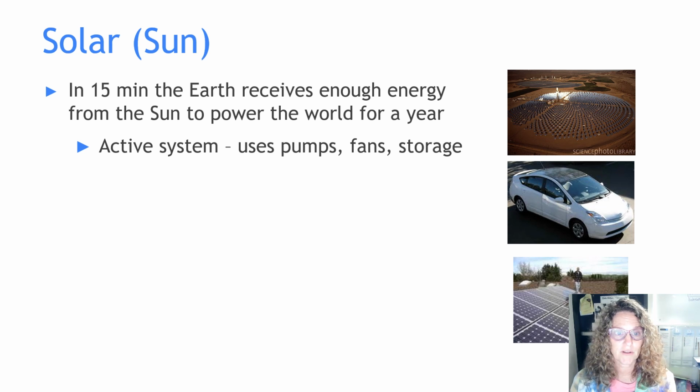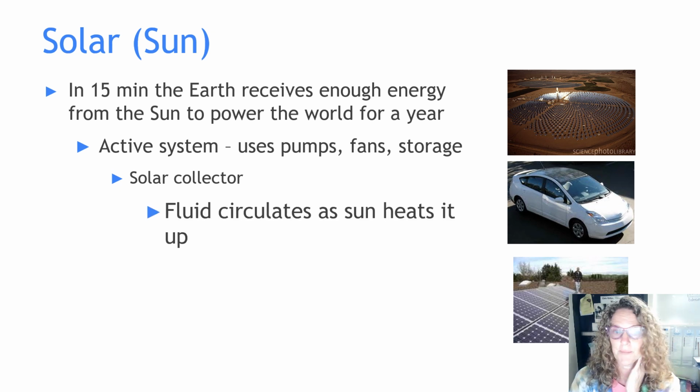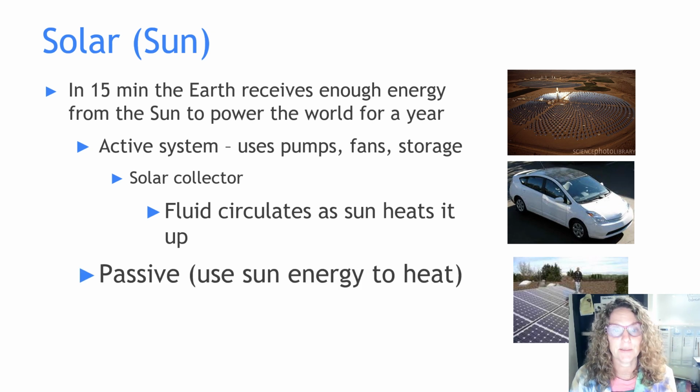So there's a couple of types of solar energy in APES that get confusing. So there's the active solar energy. It uses mechanical things: pumps, fans, storage. It uses equipment to actively capture the energy so we can use it. So it's got a solar collector, and it uses fluids that circulate up as the sun heats those fluids and it turns it into energy.